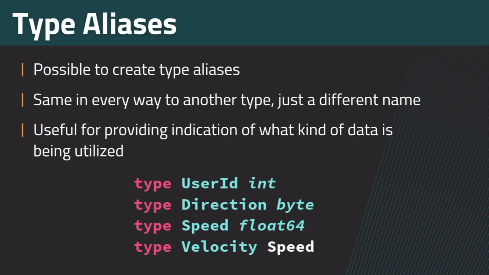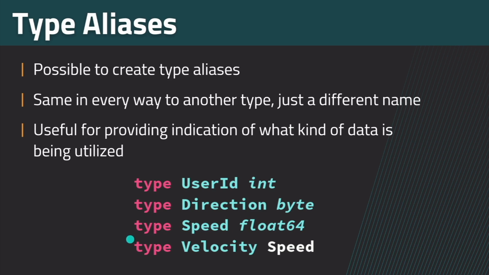We can also make type aliases. What a type alias does is simply assign a new name to an existing type. This is useful to provide an indication of what kind of data is being utilized. Down here, we have some examples of type aliases. We have the type keyword, along with the name that we want to provide as a type alias, and then the original type will be the third part of the statement. So here on the second line, we're creating a new type alias, we're calling it direction, and we're assigning it the byte type. For the third one, we have the speed alias, and that's going to be a float64.